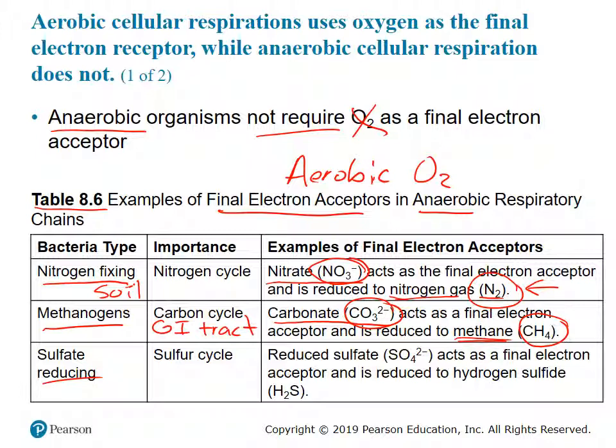And then you also have sulfate reducing organisms that will actually use sulfate as a final electron acceptor, and they will reduce that, and it'll become hydrogen sulfide. Hydrogen sulfide.